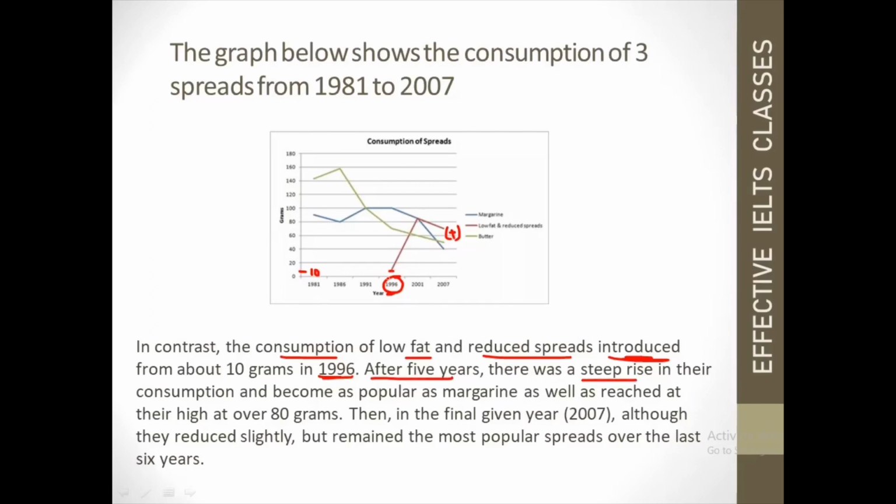After 5 years, there was a steep rise in their consumption and they became as popular as margarine. See guys, again I did comparison, and where they met is a little up from 80 grams, and it was a peak point as well. So what I have written is, as well as reached their high at over 80 grams. Then in the final given year 2007, although they reduced slightly, they remained the most popular spreads over the last 6 years. So this was our BP2.